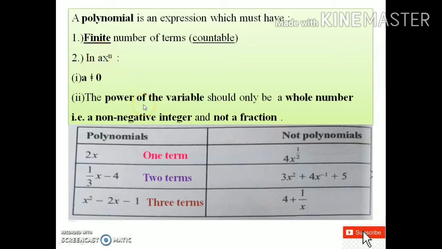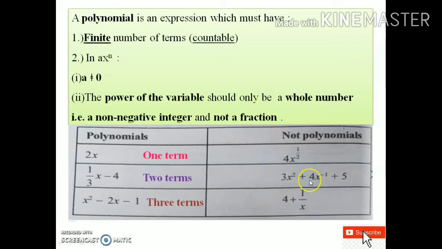And one important point in a polynomial is that the power of the variable should only be a whole number. That is, the power should be only positive numbers and they should not be fractions. For example, why are these not polynomials? Because of 4x power 1 by 2. Power 1 by 2 is a fraction, so it is not a polynomial.